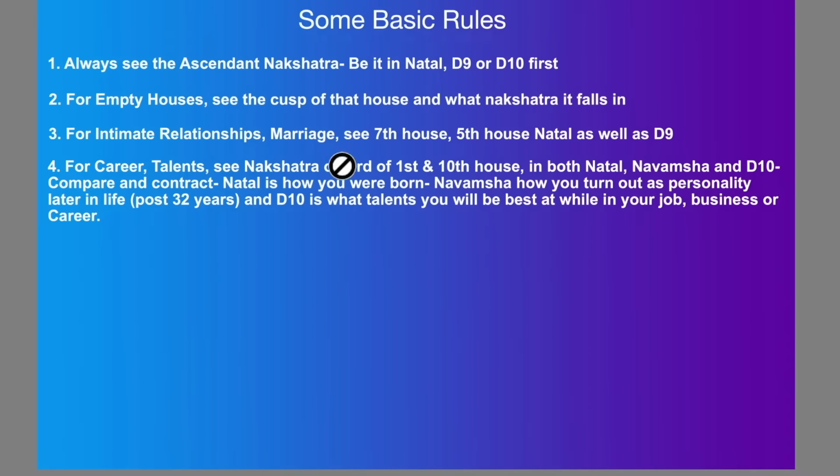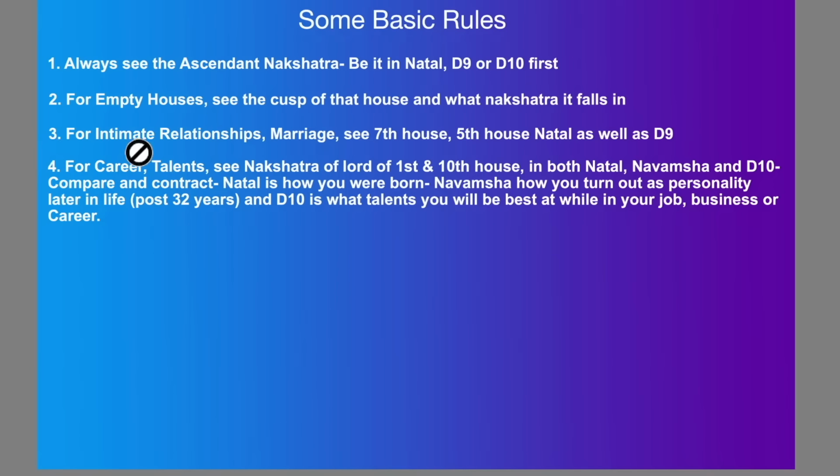To begin with, you can start with these 4 basic sets of rules. How do I start? If I have my Vedic astrology chart in front of me, the natal, the Navamsha, the D10, how do I start? Always first see the ascendant nakshatra, be it natal, D9 or D10. That's the first starting point. For empty houses, if your 10th house is empty or your first house is empty, see the cusp of that house and what nakshatra that falls in. That would be also a good start because we are seeing it from a nakshatra point of view here. Yes?